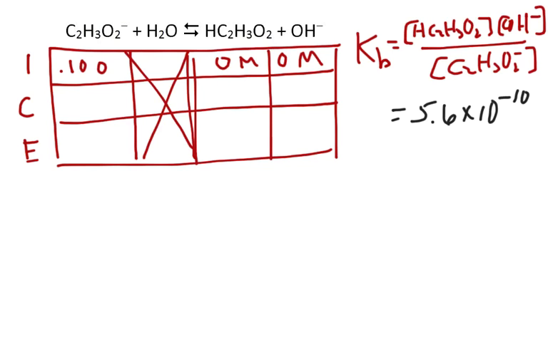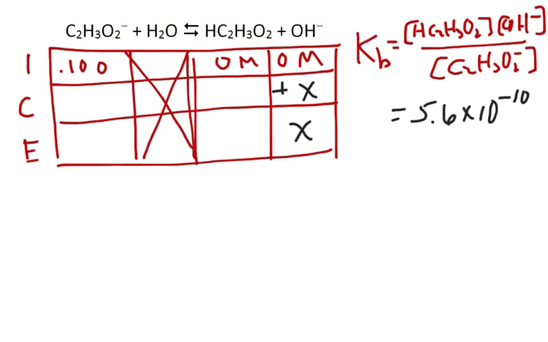So we are trying to get a pH. If we want a pH, we need to know the H plus concentration or the OH minus concentration. So let's say that this is X. Okay, X will be our concentration of hydroxide at equilibrium. Well, if we start with 0 molar and we end up with X, then we must have made X.